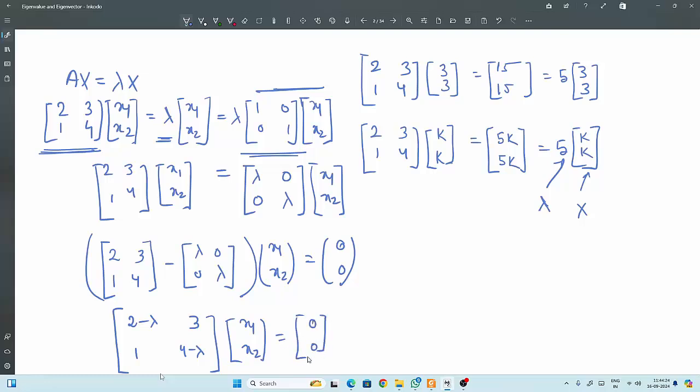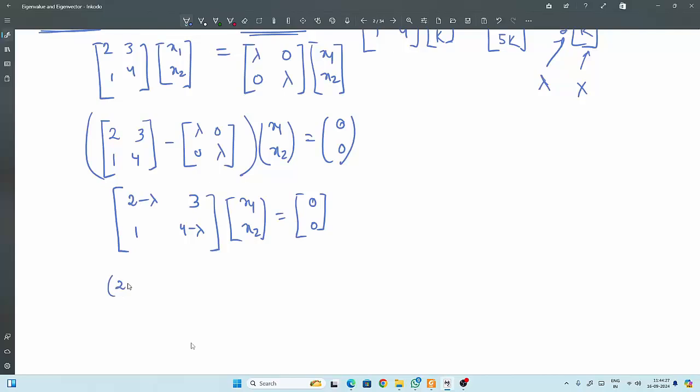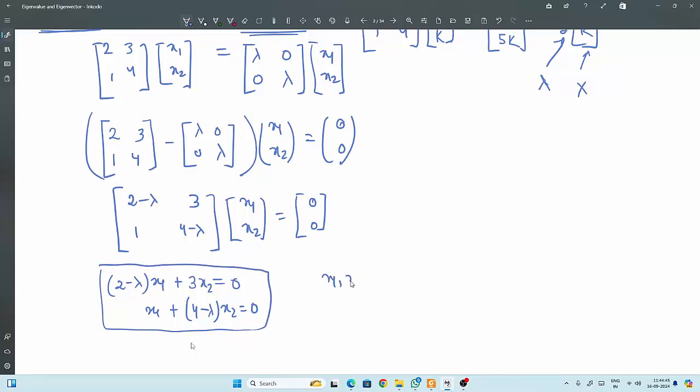So this is nothing but a system of equations: 2 minus lambda times x1 plus 3x2 is equal to 0, then 1x1 plus 4 minus lambda into x2 is equal to 0. Now the eigenvector x1, x2 is nothing but the infinite solution of that system of equations, and you know that an infinite solution comes when the rank of this matrix is less than 2, because this is a homogeneous system.